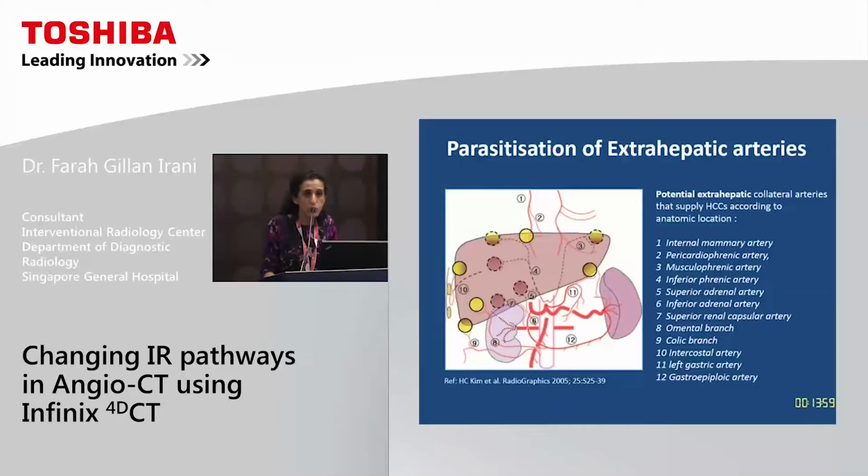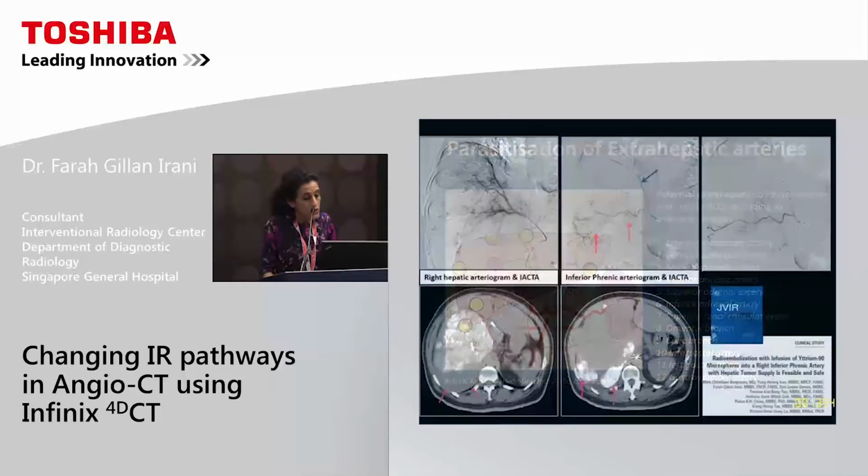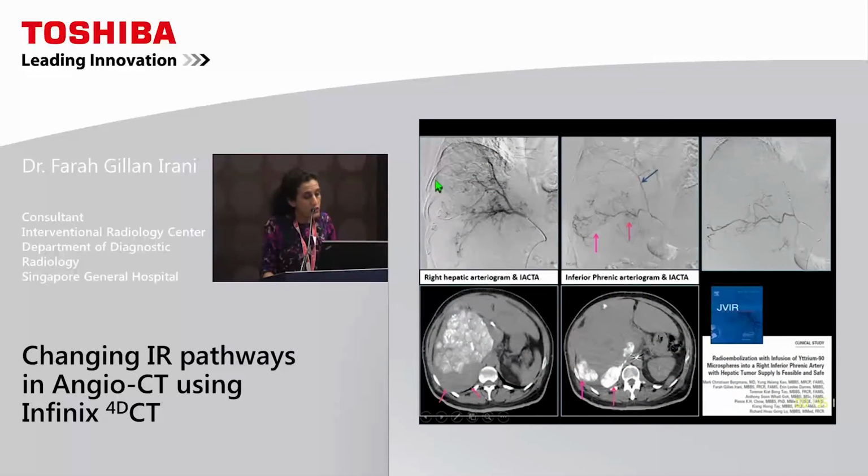So now we know that if you have very large HCCs, you can get parasitization from all sorts of extrahepatic arteries. These are just a few that we name. So this is a classical example. There's a large right lobe tumor. This is your right hepatic artery, and you think that you've covered the whole tumor. But if you do an ICT, you can see that the entire posterior portion of this tumor is not opacified or perfused by the right hepatic artery.